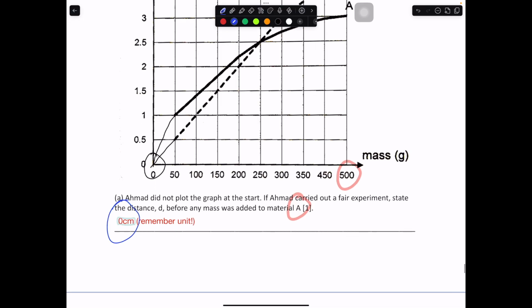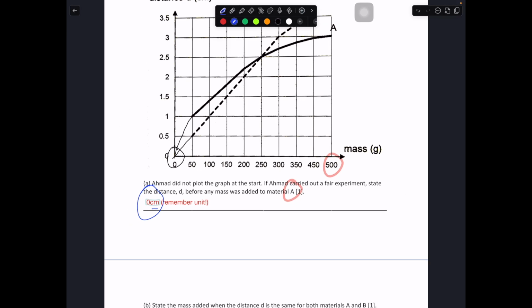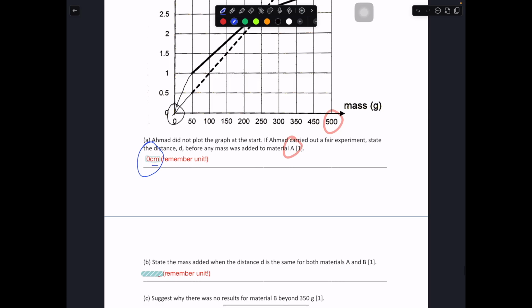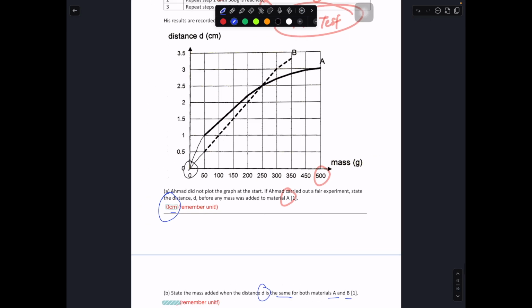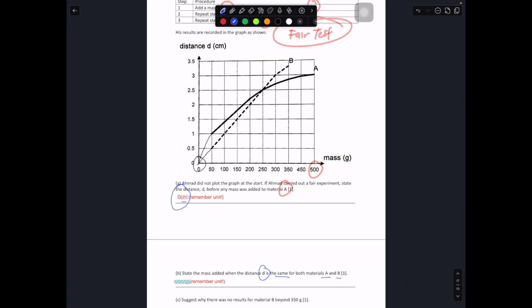Remember the units, don't just write 0. 0 cm is the correct answer. Don't forget about the units. Now, state the masses added when D is the same for both material A and B. So how do we actually do this?